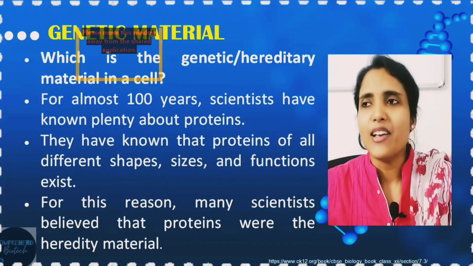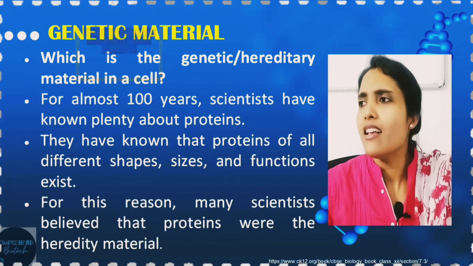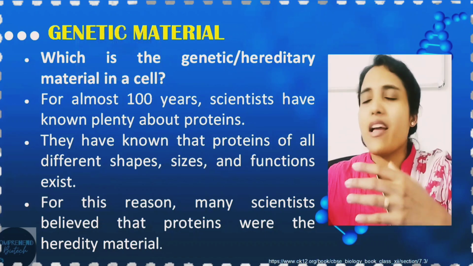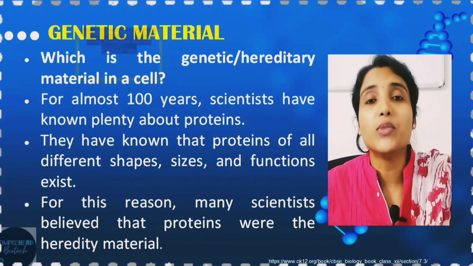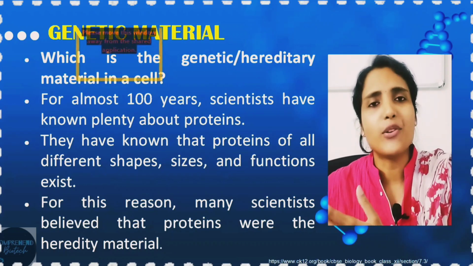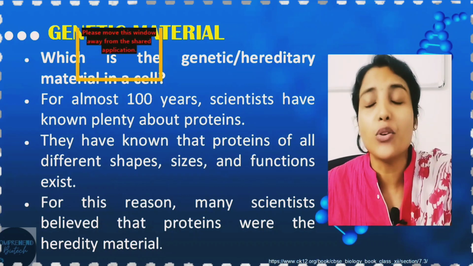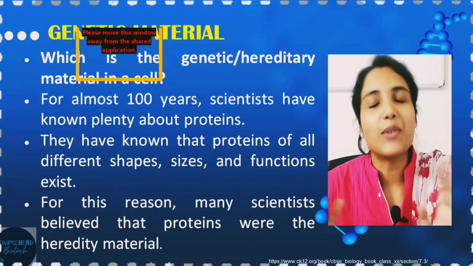Look at DNA, look at protein. Protein is abundant in a cell, DNA is not that much. And there are 20 different amino acids which can code for different types of protein, but there are only 4 nitrogenous bases. What combinations could it be that it can carry such a huge amount of genetic material? So that was the confusion.